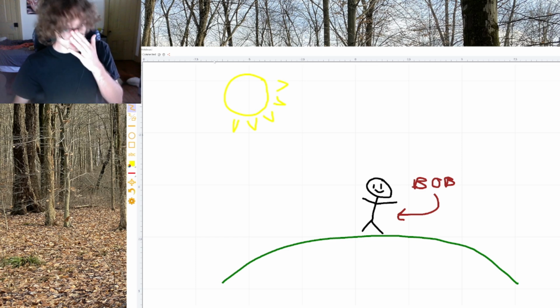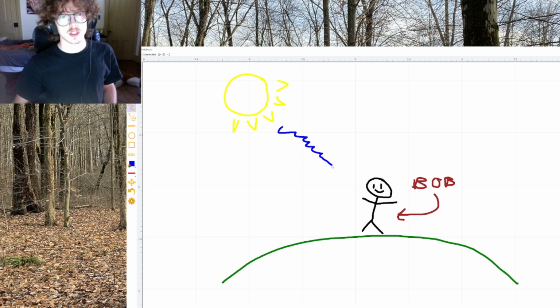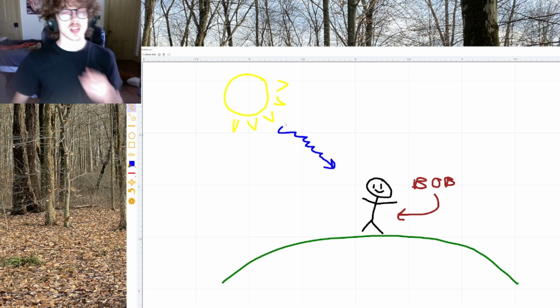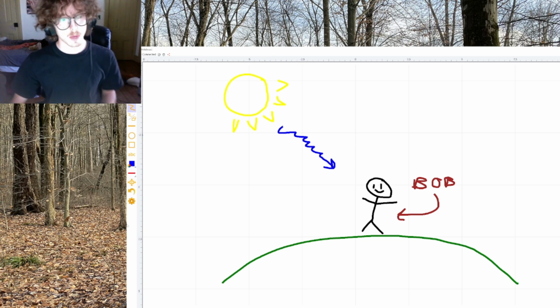So let's say Bob is sitting on Earth. As long as he's wearing sunscreen, he should be protected from the rays of the sun, so to speak. Now, you'll learn about this in a little bit, what the sun's actually emitting. But for now, these rays are being deflected by first the atmosphere, but also by Bob.